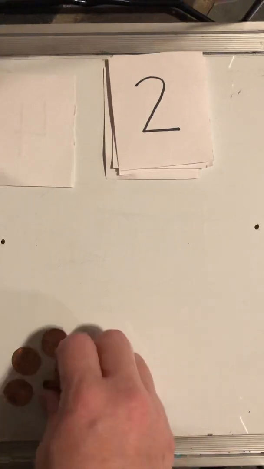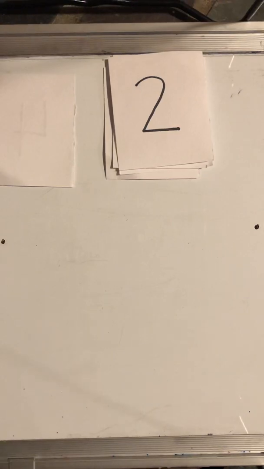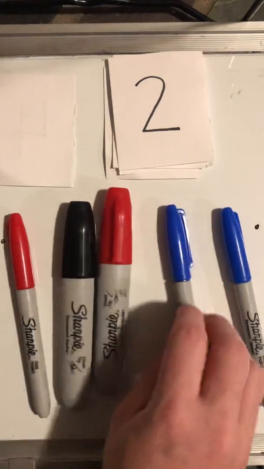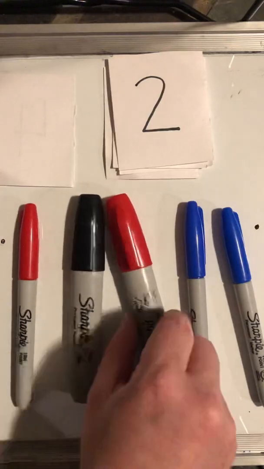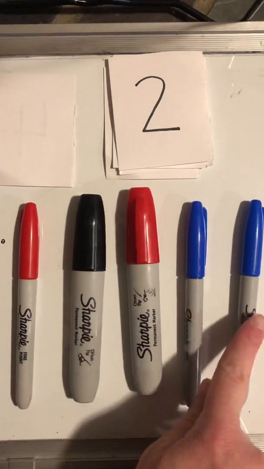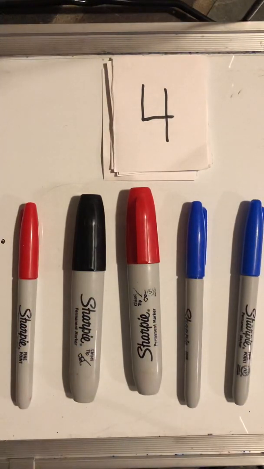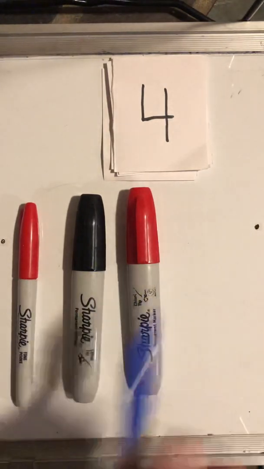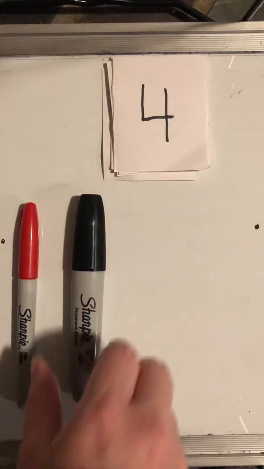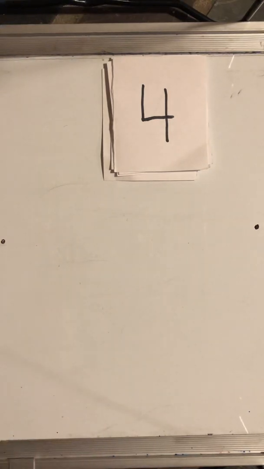Let's see what else Mrs. Chamberlain has here. Oh, yep. Markers. Teachers have lots of markers. Let's see how many markers we have here. Are you ready? 1, 2, 3, 4, 5. Flip my number. 5, take away 4. 1, 2, 3, 4. How many markers are left? Just 1. Very good.